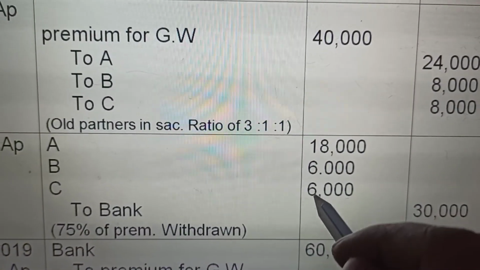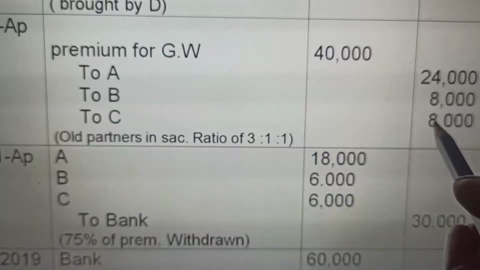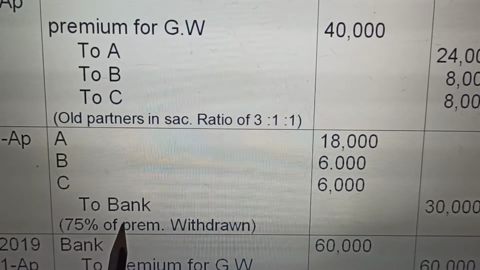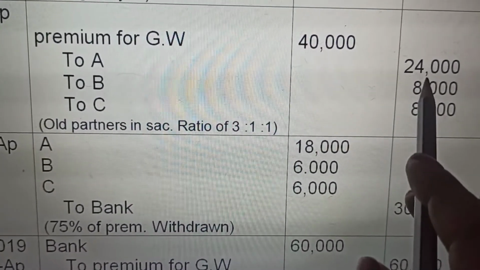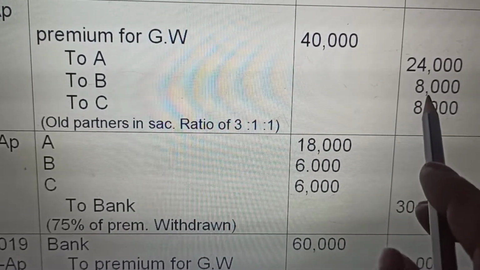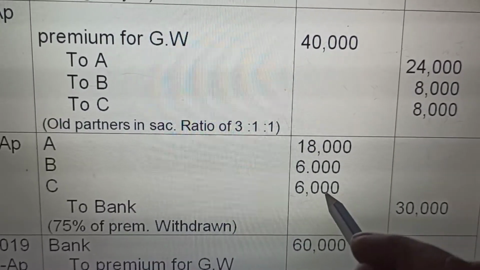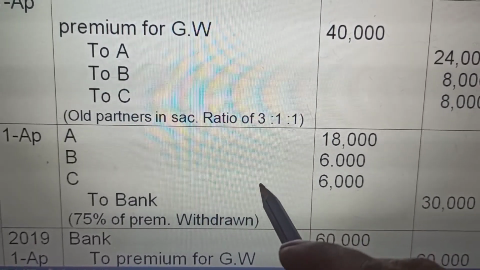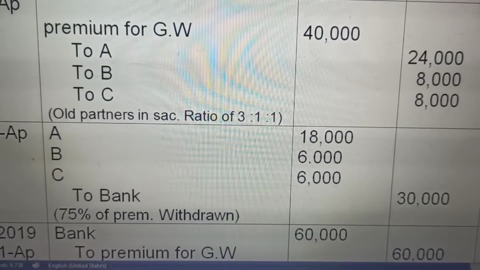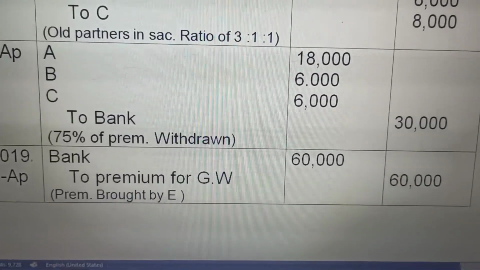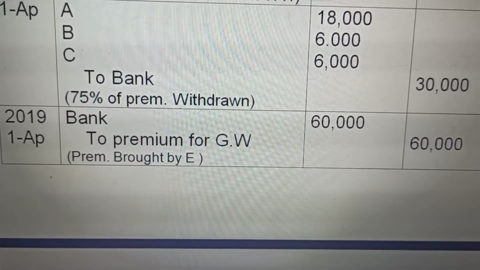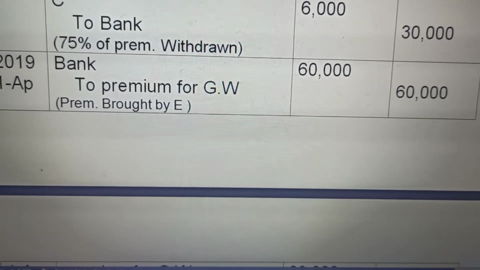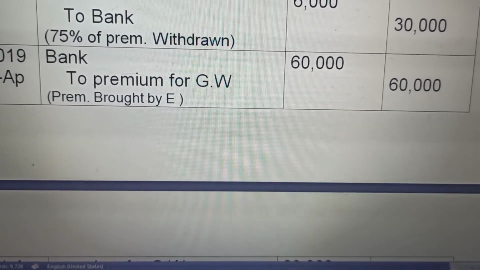And then this goodwill is withdrawn. They say 3/4, 75% of the goodwill is withdrawn. So 75% of 24,000, 75% of 8,000, 75% of 6,000. This is withdrawn. Withdrawn means A debited, B debited, C debited to bank. And then the new partner comes in, he brings his premium for goodwill, 60,000, bank to premium for goodwill.